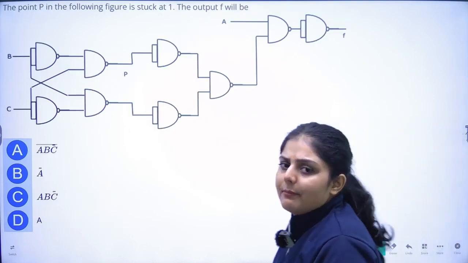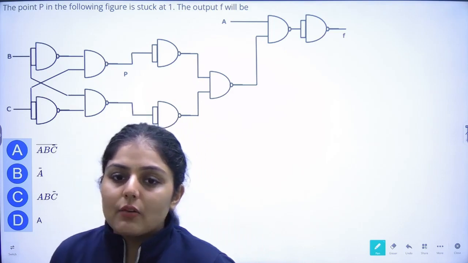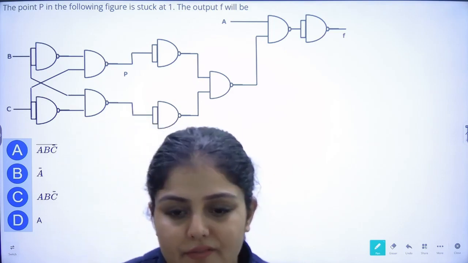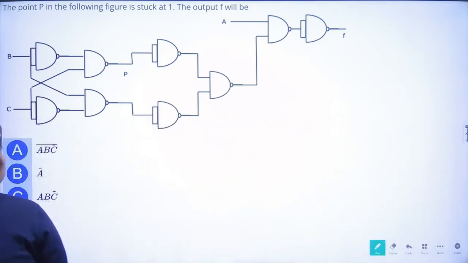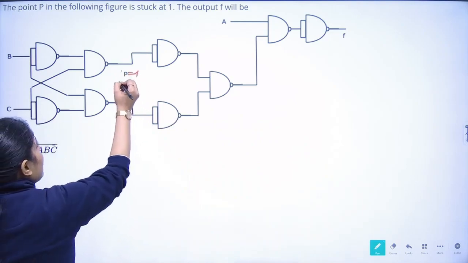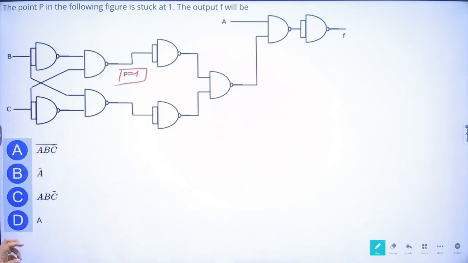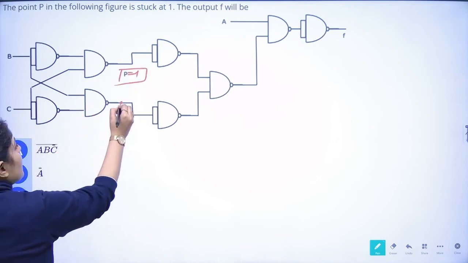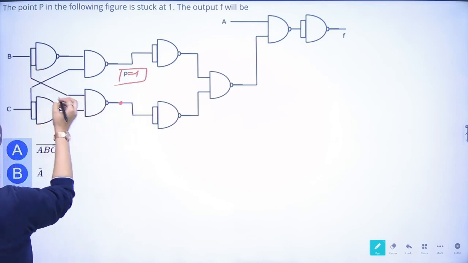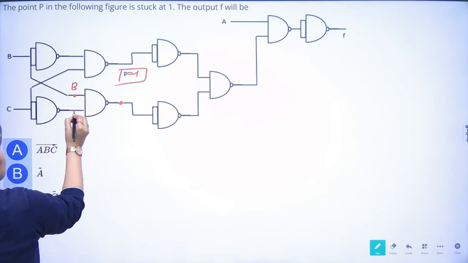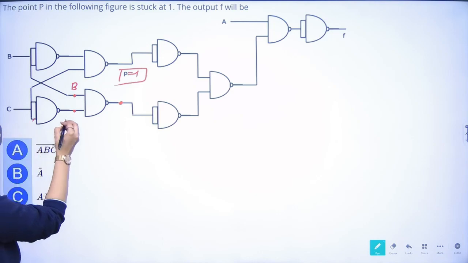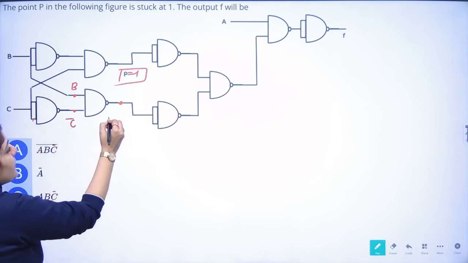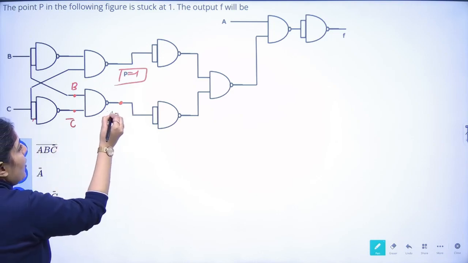Okay, the pointer P in the following figure is stuck at 1. What will be the output F? That's an easy gate question. The circuit is given and they are saying that P is stuck at 1. So this is a NAND gate with both inputs shorted, so it gives just C bar. So this is B, C bar, whole bar.